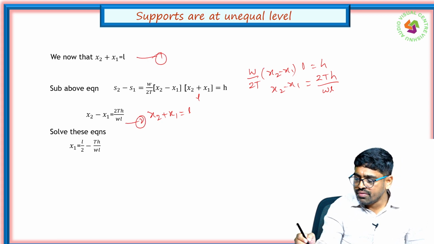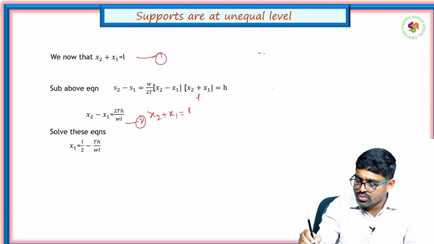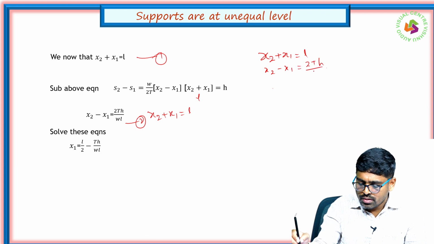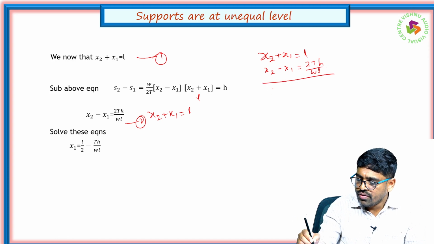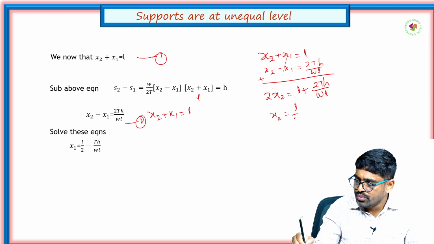If you solve, then you can write like this. If we solve these two equations, that is X2 plus X1 equal to L and X2 minus X1 equal to 2TH by WL. If you add these two, then the X1 terms cancel out, then 2X2 equal to L plus 2TH divided by W into L. Then you can get X2 is nothing but L by 2 plus TH divided by WL.